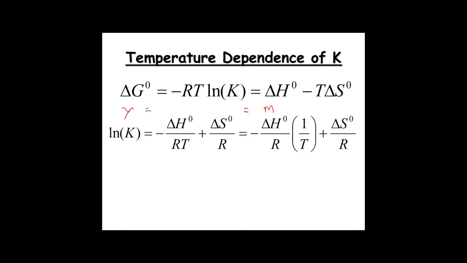If we look at this form for the second part, where I separated out the 1 over T, that is the slope of a line: y equals mx plus b. So the ln of K is proportional to 1 over T. We can use this to calculate either the T, the delta S, the delta H, or the equilibrium constant when we have this.